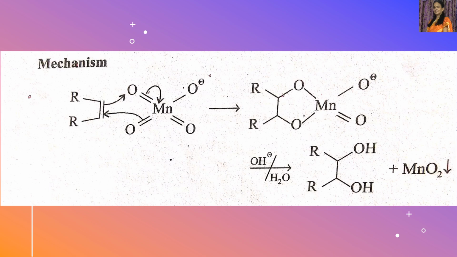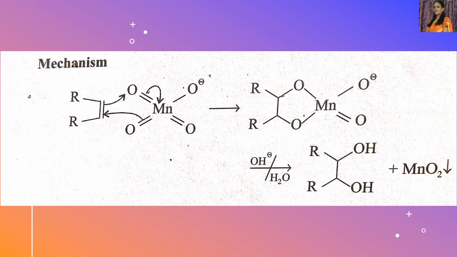So this is step one, that is, the manganate ester is produced. And this is step two. In step two, what happens? This manganate ester undergoes basic hydrolysis. That is, in presence of a base and water, breaking up of the bonds takes place. Here the bond breaks and we get H, and here the bond breaks and we get another H. Then what do we get? A syn glycol. Syn or cis glycol is produced as a final product.